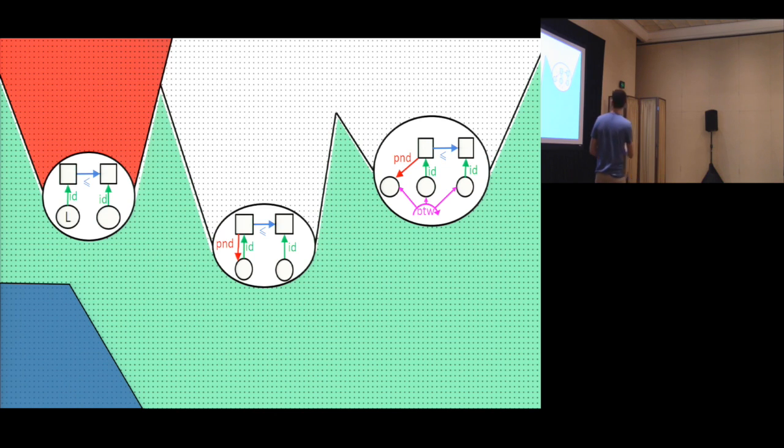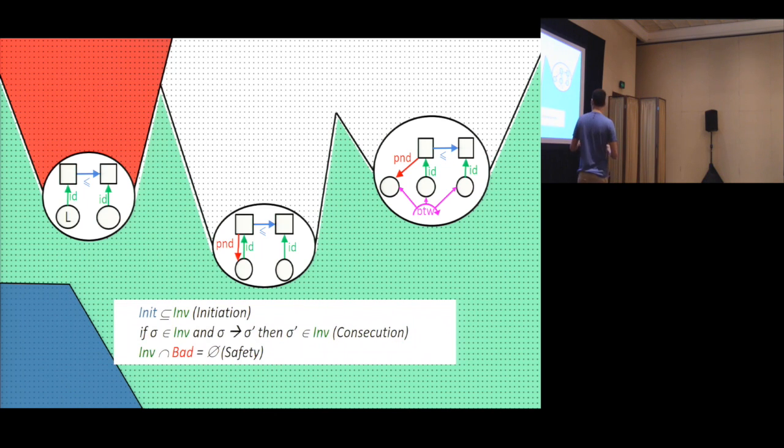They do not intersect the bad states. And most importantly, they have the consecution property. So whenever we start from a state in this set and take a transition, we only end up in a state which is in this set. There are no transitions out.